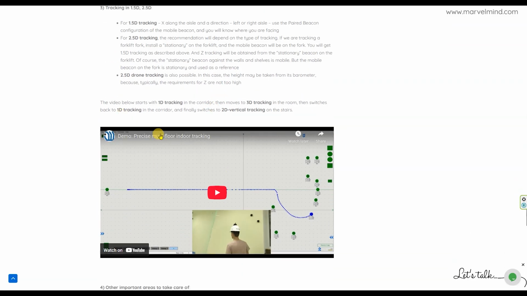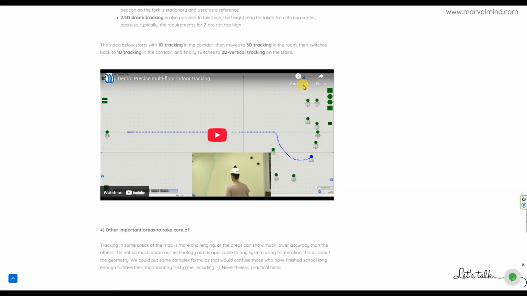So if you want to see how it works in practice, with handovers between 1D tracking, then 3D tracking in this area, then moving back to 1D tracking, and then there will be 2D vertical tracking on the stairs, you can watch this video. So it's nothing unusual, and it just helps you to optimally use the equipment. So with few beacons, you can achieve the same.